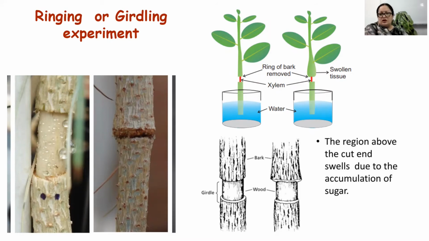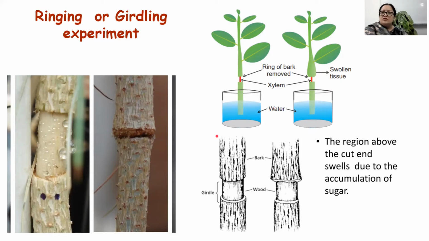That food comes down and accumulates here because there is no further channel for the food, since we have removed the phloem part. The food cannot go down. It remains here, so this portion swells up. And the portion below gets deprived of any nutrition, any food. So this part of the stem slowly starts dying out. This is called girdling.